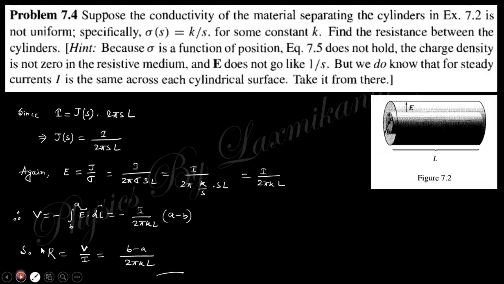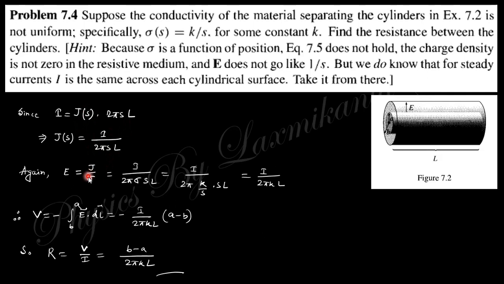Okay. Next one. Suppose the conductivity of the material separating the cylinders in exercise 7.2 is not uniform, especially sigma is related to like that. Find the resistance between the cylinders.